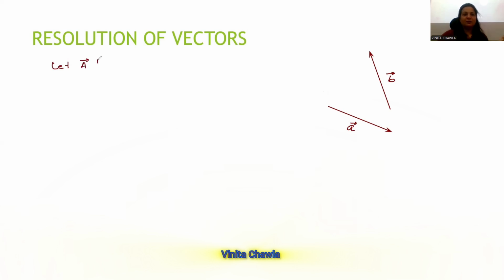Let vector A be another vector which is in the same plane. See, we can extend these two vectors, we can join these two vectors, है ना? जैसे अगर हम इसको extend करते हैं तो ये यहाँ कहीं आएगा तो ये यहाँ कहीं आएगा, right?